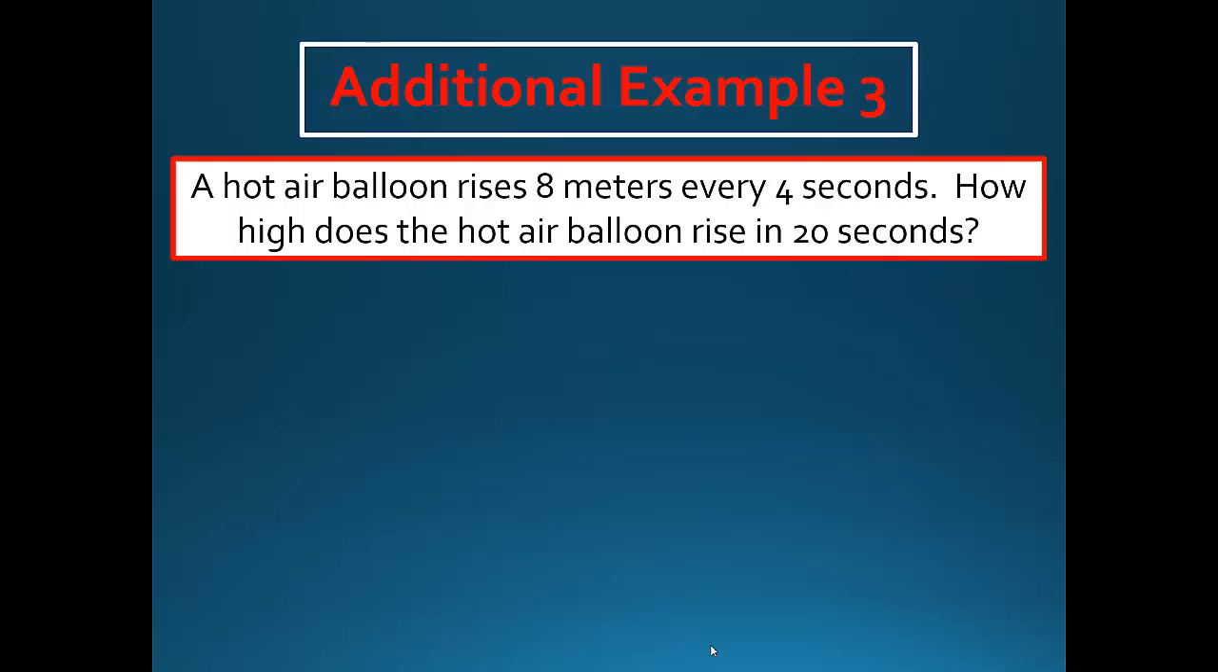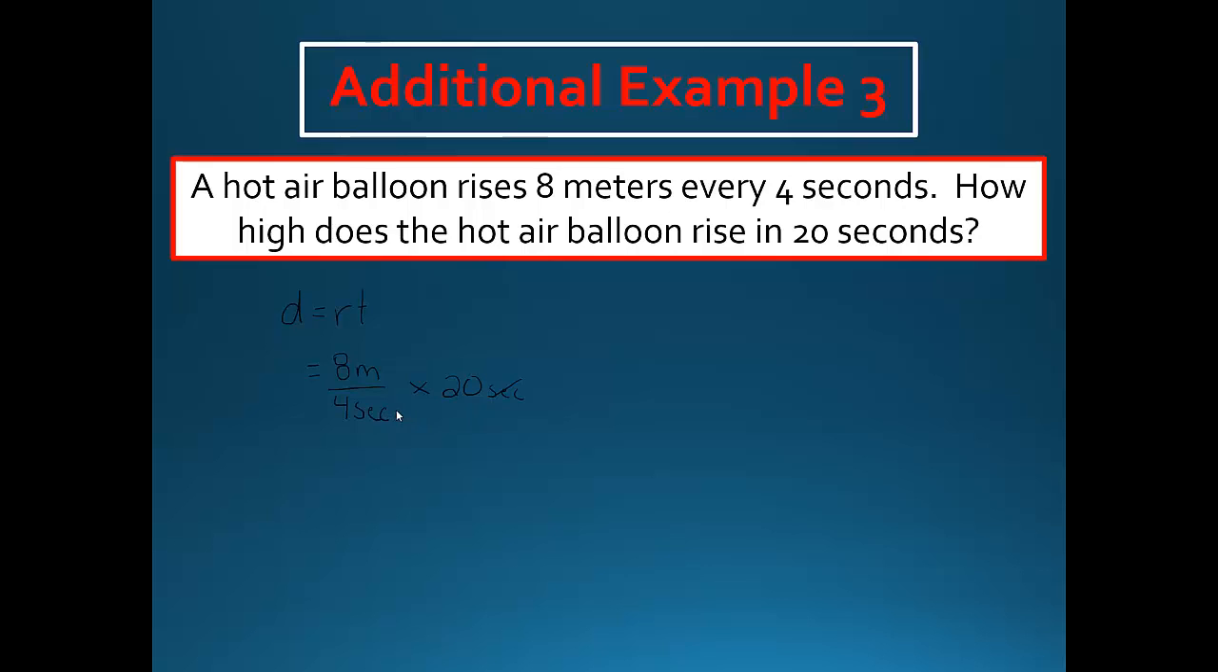So first we're going to write down our formula. We have D equals RT. Our rate, or our speed, is 8 meters every 4 seconds. So we have 8 meters, 4 seconds. So 8 meters in 4 seconds. We want to know how high the hot air balloon rises in 20 seconds. So we're going to be multiplying this by 20.